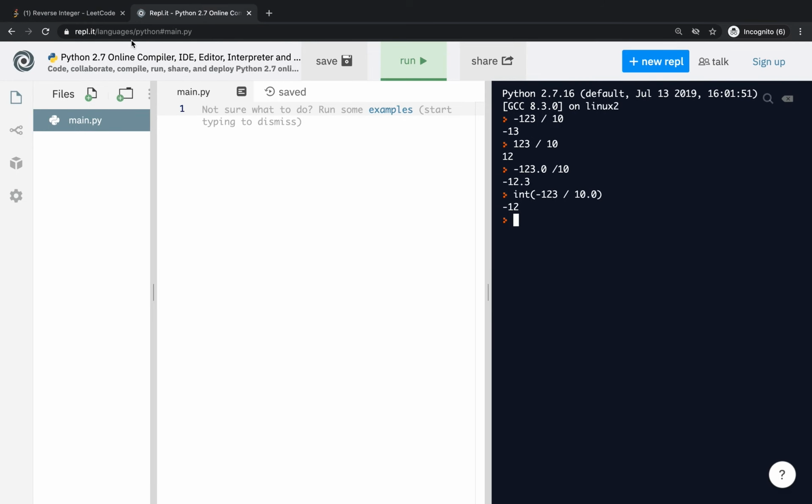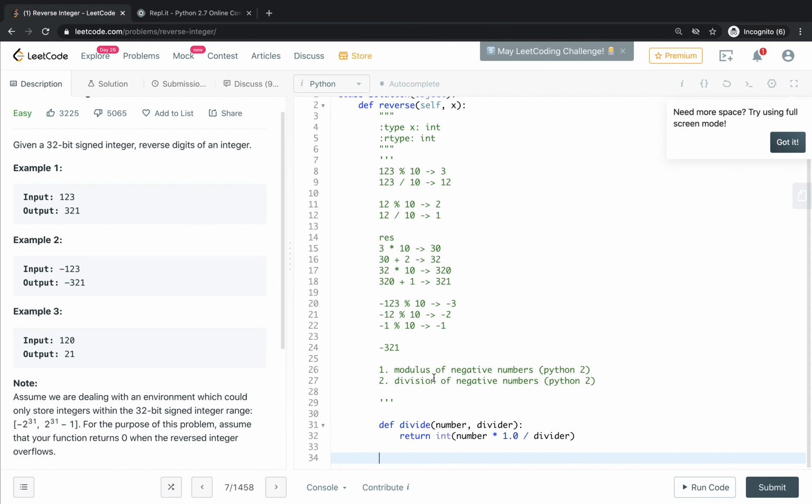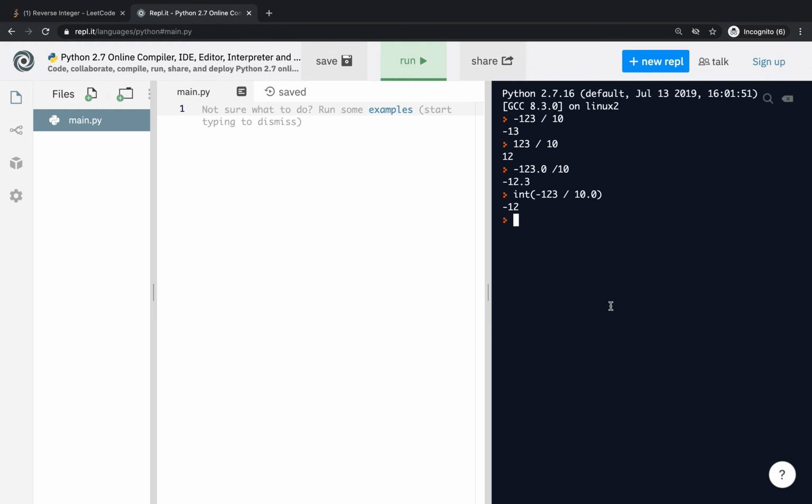One other thing was modulus of negative numbers. Let's say we have 123 mod 10, right? We expect 3. We want the ones digit. Negative 123 mod 10, you get 7. This is annoying because, let's say it's negative 3, it tries to make everything into a positive number, so it adds the 10 to it and makes it into a 7.